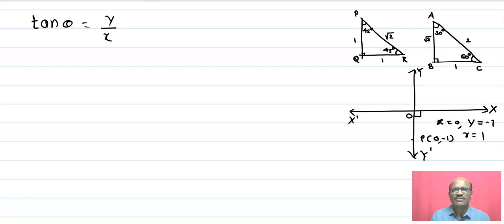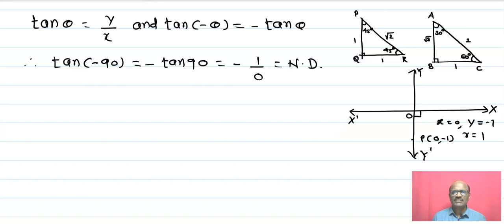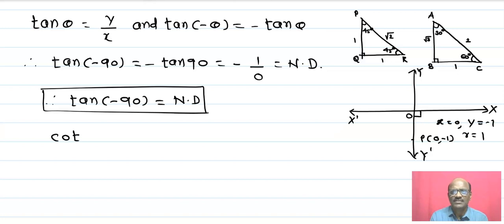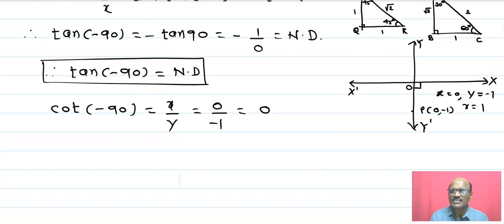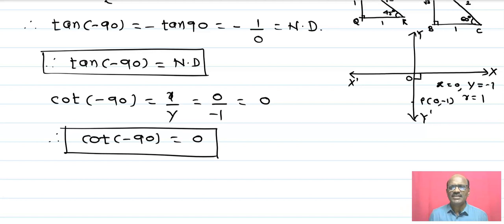Now see this, tan of theta is equal to y upon x. And tan of minus theta is minus tan theta. Now see this here. Tan of minus 90 is y upon x. The value of y is minus 1, but x is 0, and that's why it is not defined. 1 upon 0 is not defined. That is tan of minus 90, not defined. Cot of minus 90 is x upon y. X is 0 and y is minus 1, and overall it becomes 0. Therefore, cot of minus 90 is 0.